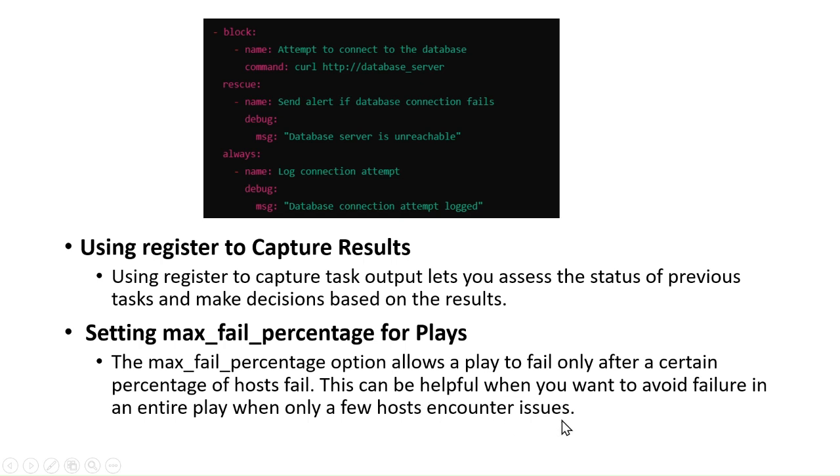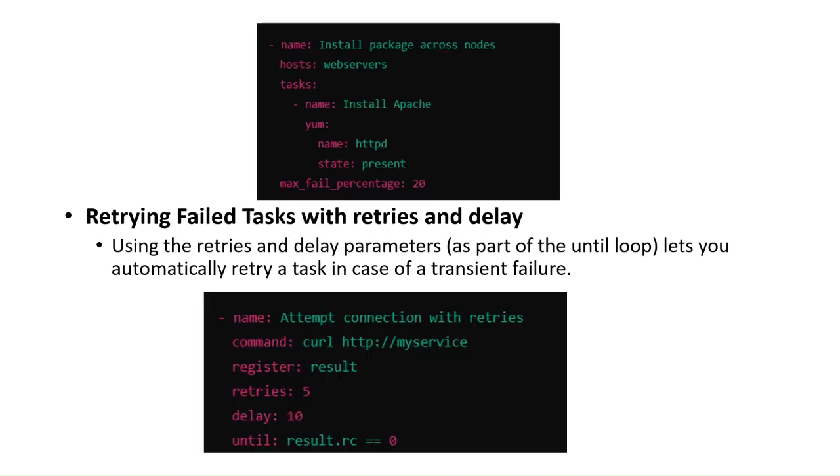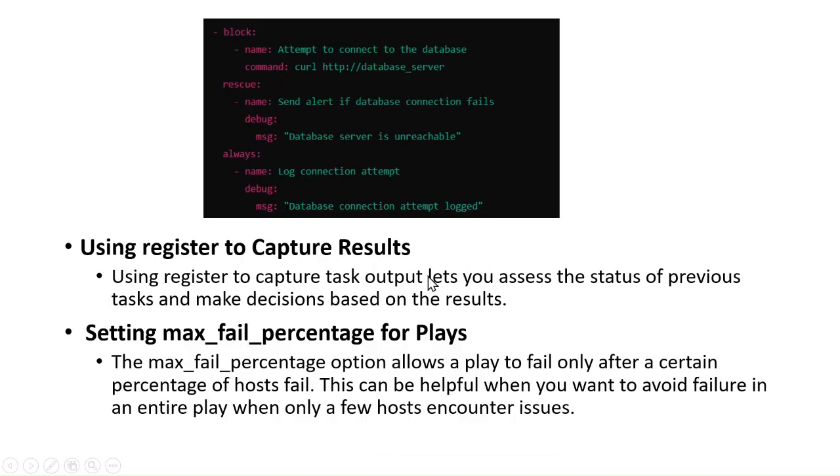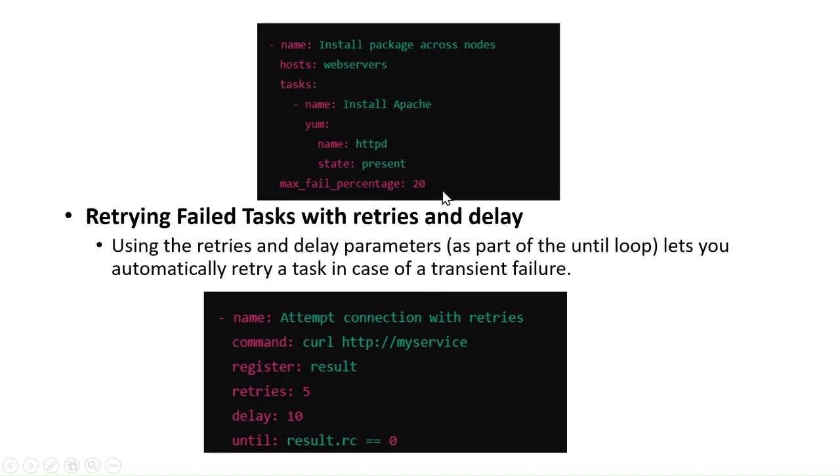It will check the starting nodes, whether they are running fine or not. If they are, it will proceed with the next task. If they don't, when the percentage reaches 20, the playbook execution is automatically terminated. So what they are telling is, they want to install the package across the nodes, that is the hosts, and they are passing the web hosts to install Apache.